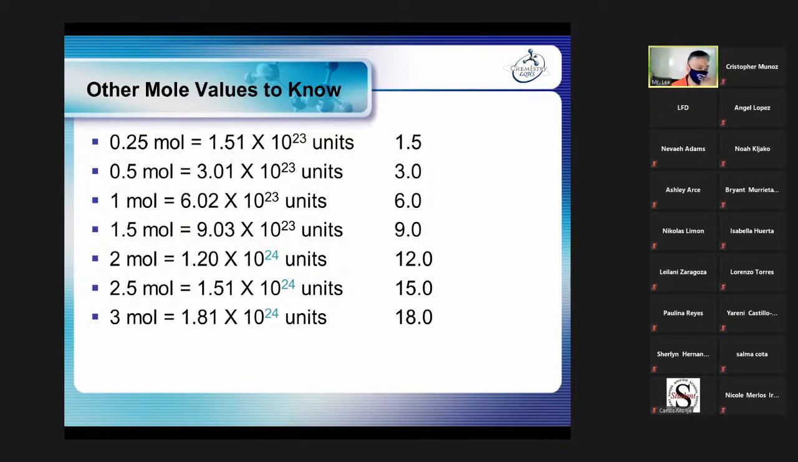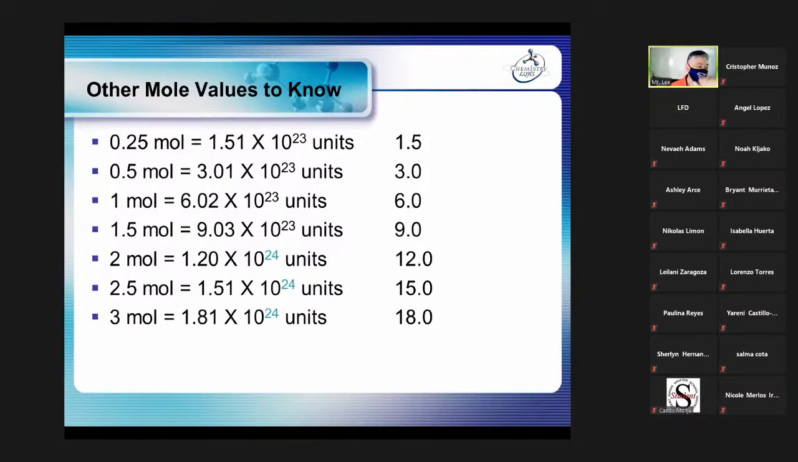2.5 moles is like 2 moles, which is 12, plus a half a mole, which is 3, right? 2 moles is 12. Sorry about that. And a half a mole is 3, right? 12 plus 3 is 15, but we don't say 15 times 10 to the 23rd.